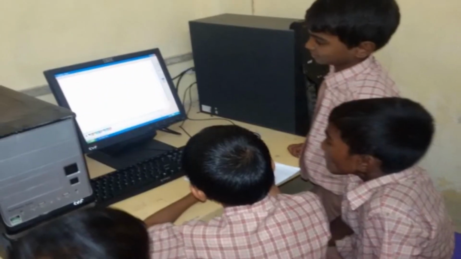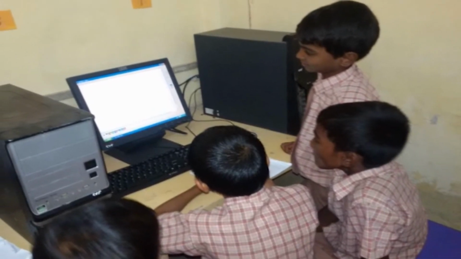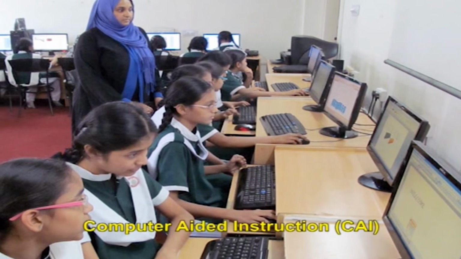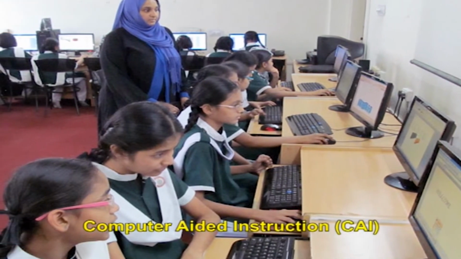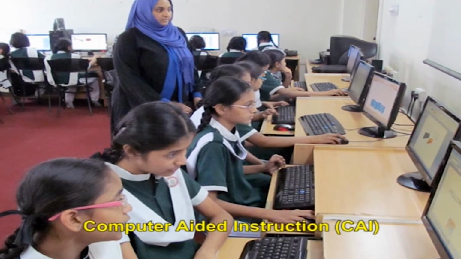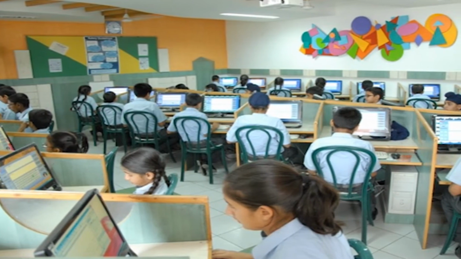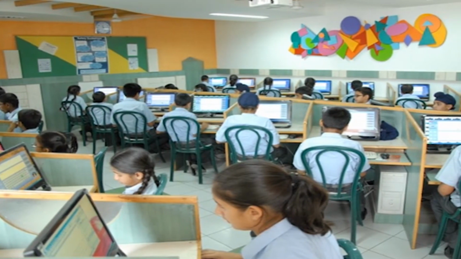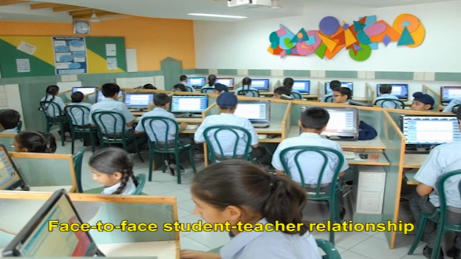The most striking innovation in the field of educational technology is the use of computers. The main objective of computer-aided instruction (CAI) is to provide the needed flexibility for individualizing the educational process. It meets the specific needs of the student in a way that is almost impossible in a face-to-face student-teacher relationship.